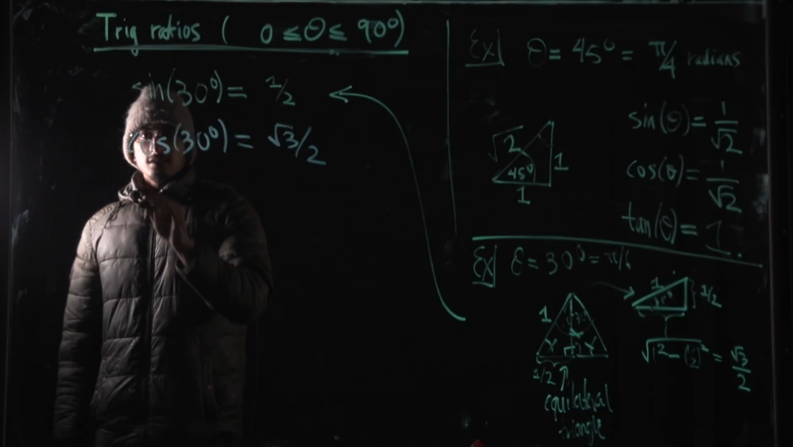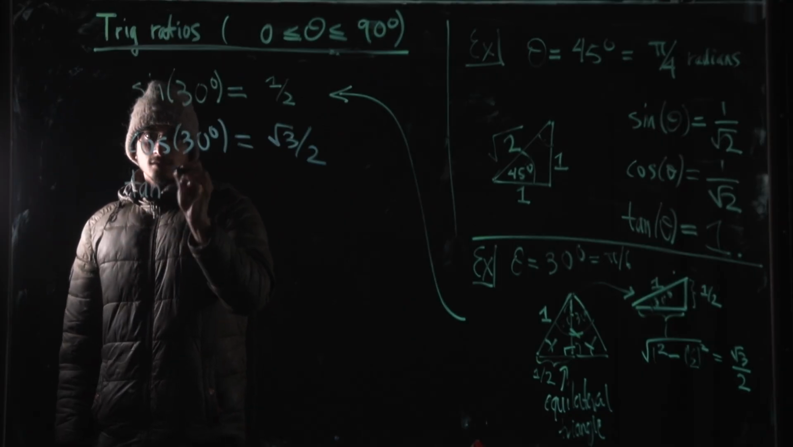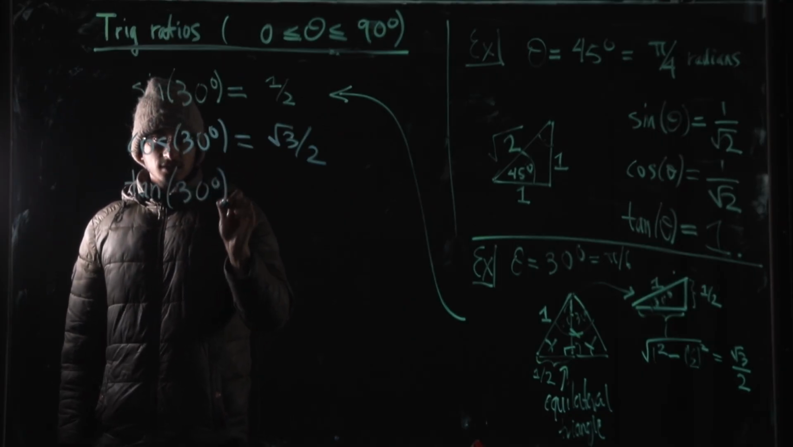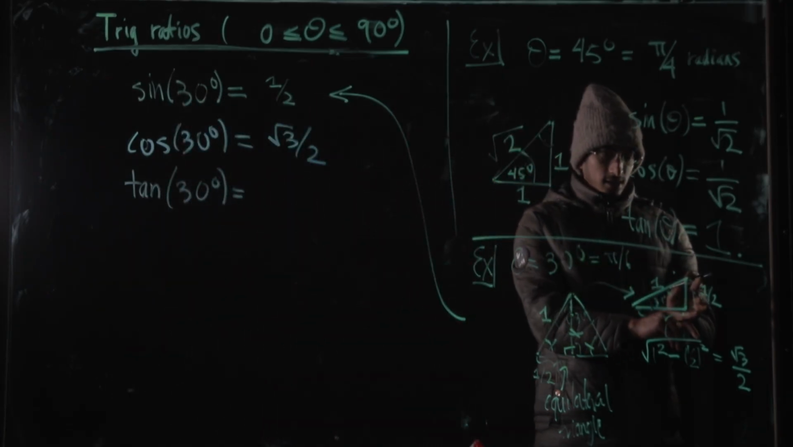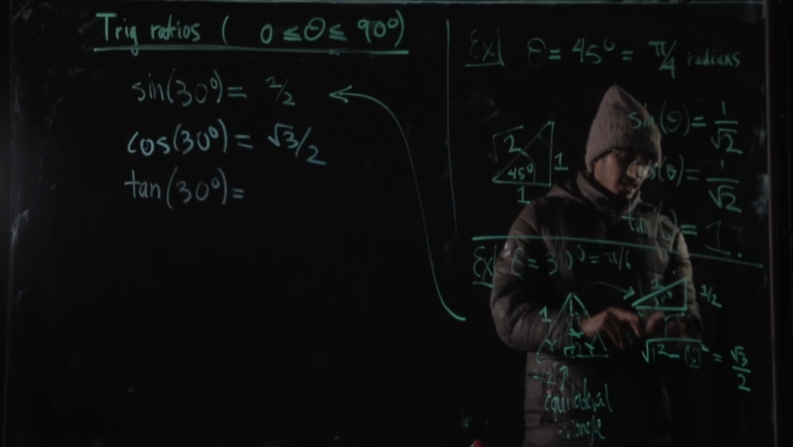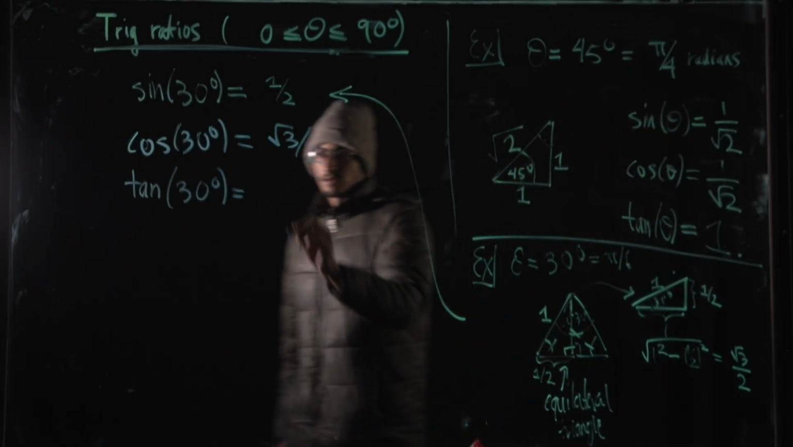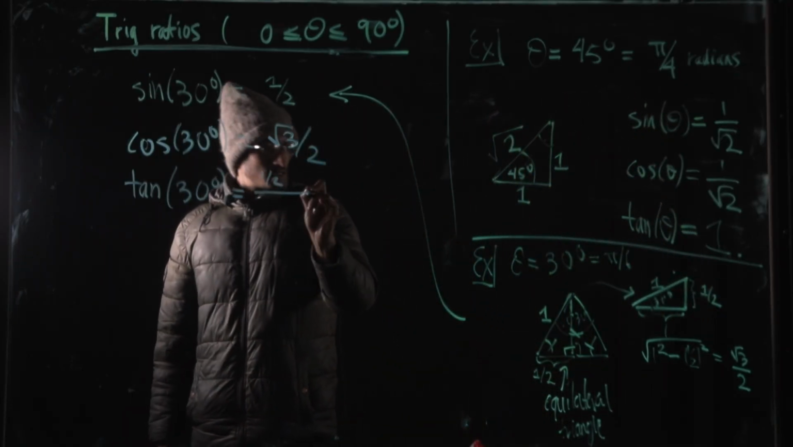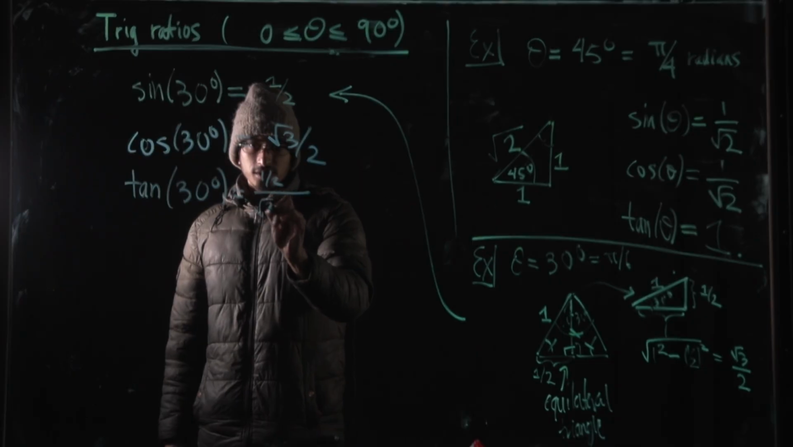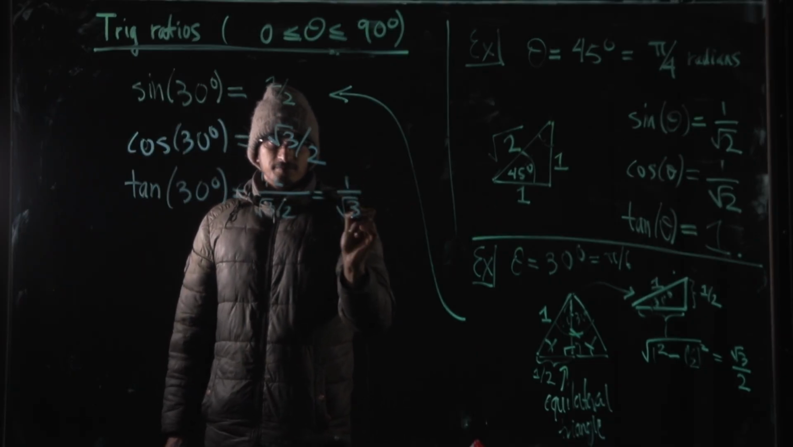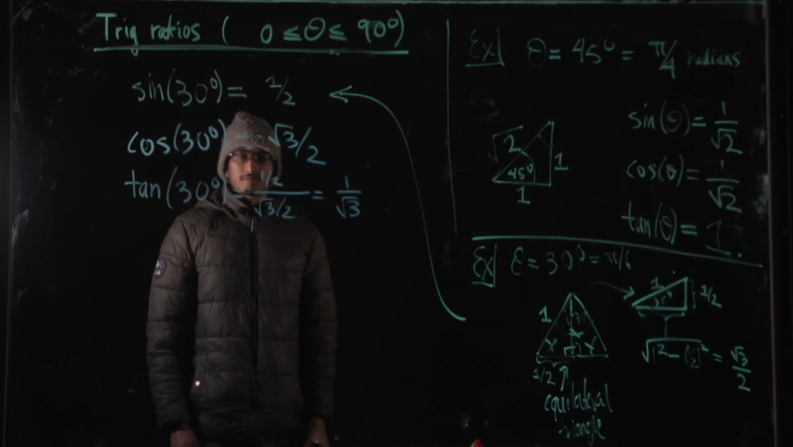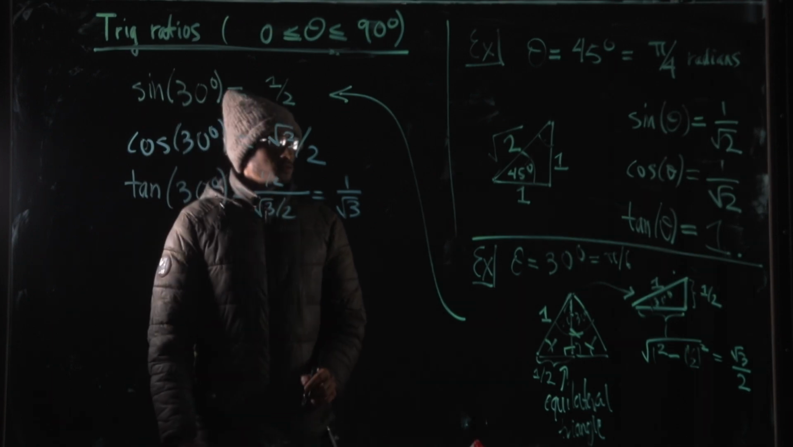And the tangent of 30 degrees, that is going to be this side, opposite side over the adjacent side. That's 1/2 divided by square root of 3 over 2, otherwise known as 1 divided by the square root of 3. Great.